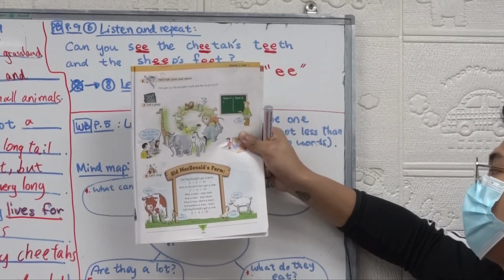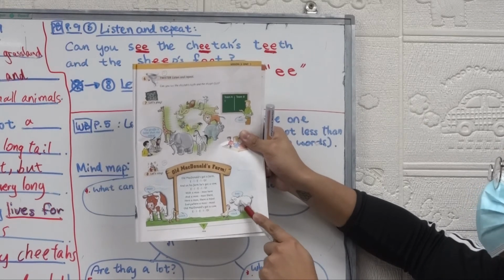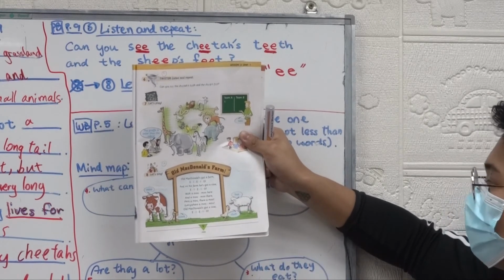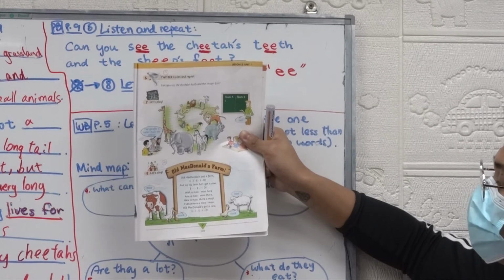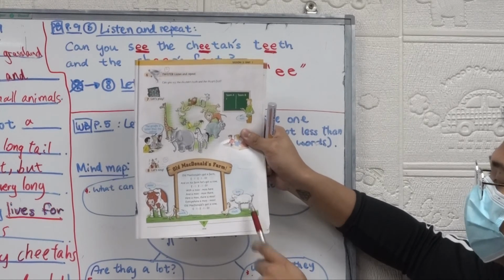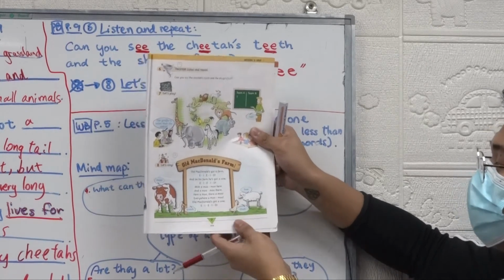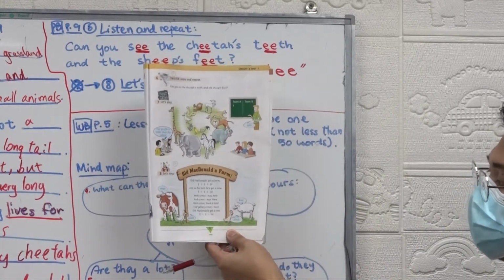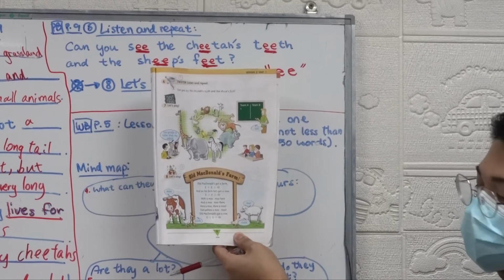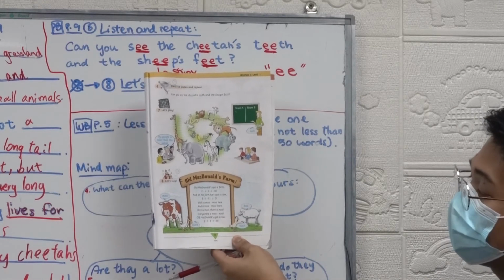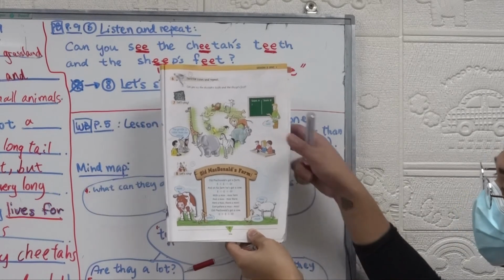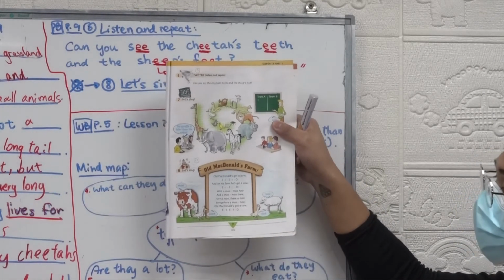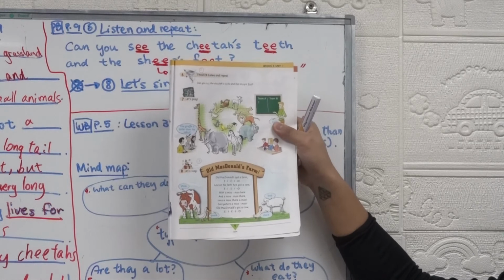What about the sheep? Let's go to the sheep first. So Old MacDonald's got a farm, E-I-E-I-O, and on his farm he's got a sheep, E-I-E-I-O, with a, what will the sheep say? Baa. Baa-baa here and baa-baa there. Here a baa, there a baa, everywhere a baa-baa. Very good.